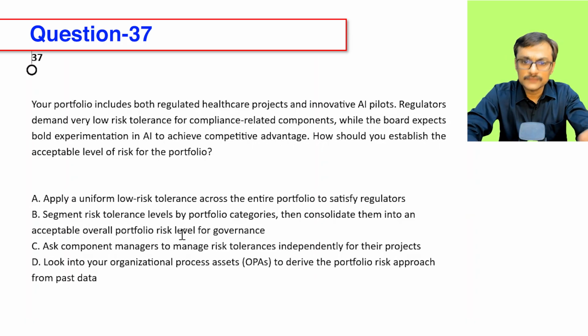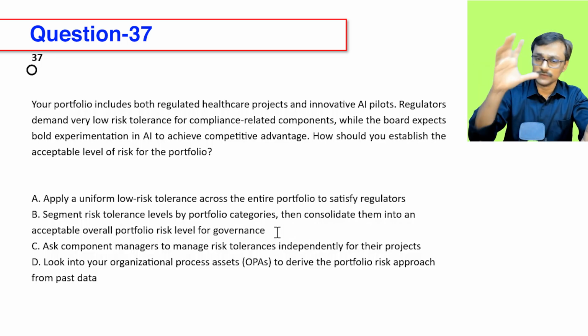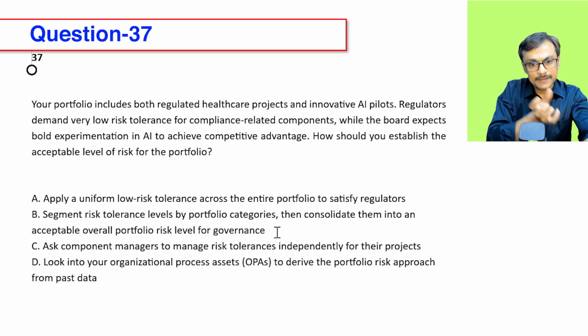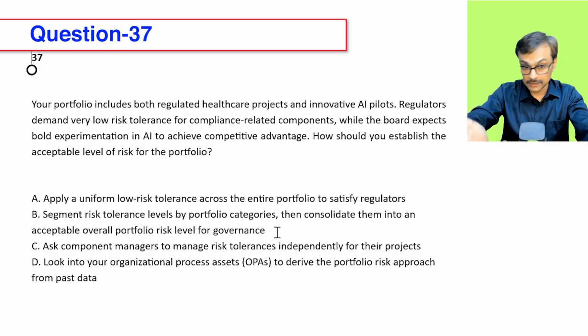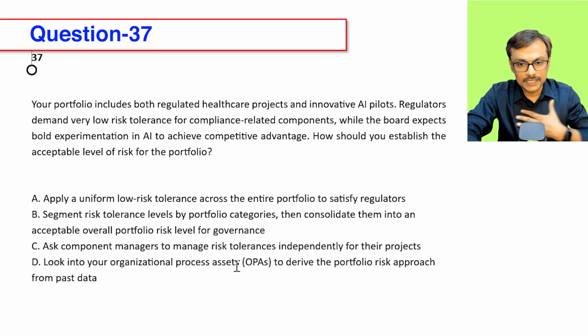Option B, segment risk tolerance level by portfolio categories, then consolidate them into an acceptable overall portfolio level risk for governance. Looks good. So we need to have an overall understanding of what we are trying to achieve in this particular portfolio, but we also have a segmented tolerance level. Great. Option C, ask component managers to manage risk tolerance independently for their projects. They have to manage, but ultimately I'm also here.